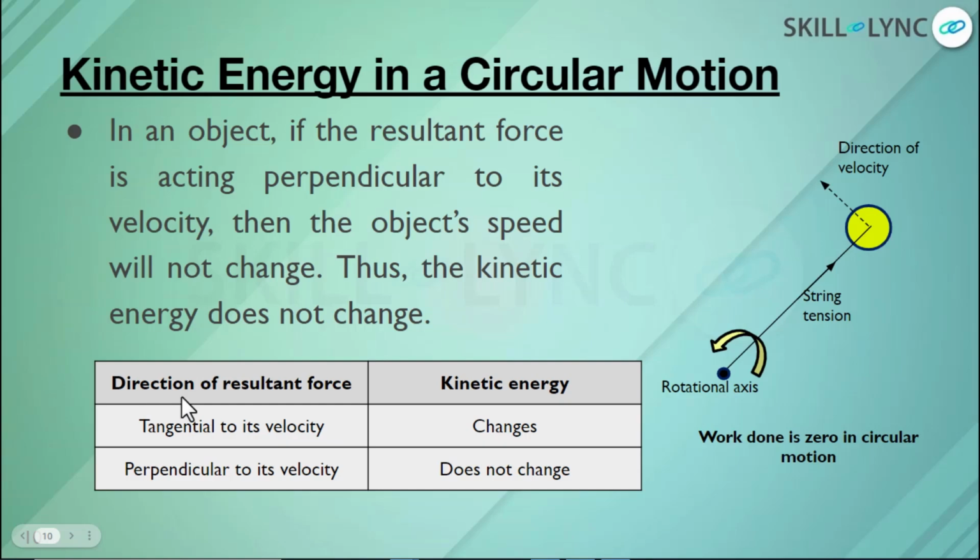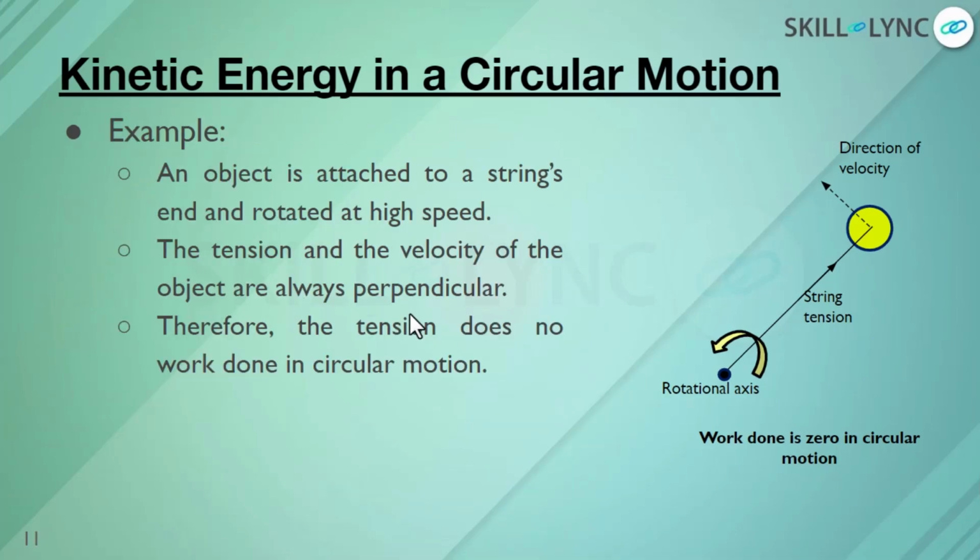Let the direction of the resultant force be tangential to its velocity. Then the kinetic energy would change. The second case would be when the direction of the resultant force is perpendicular to its velocity. Then kinetic energy will not change. Let's try to understand this using an example.